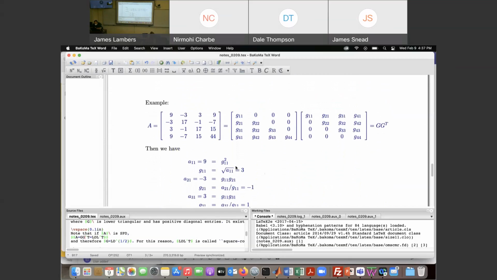Example where I computed Cholesky factorization. So here's a symmetric positive definite matrix A. Now, a matrix that is symmetric positive definite does not necessarily have all positive entries. All the diagonal entries must be positive, but you are allowed to have negative entries off the diagonal.